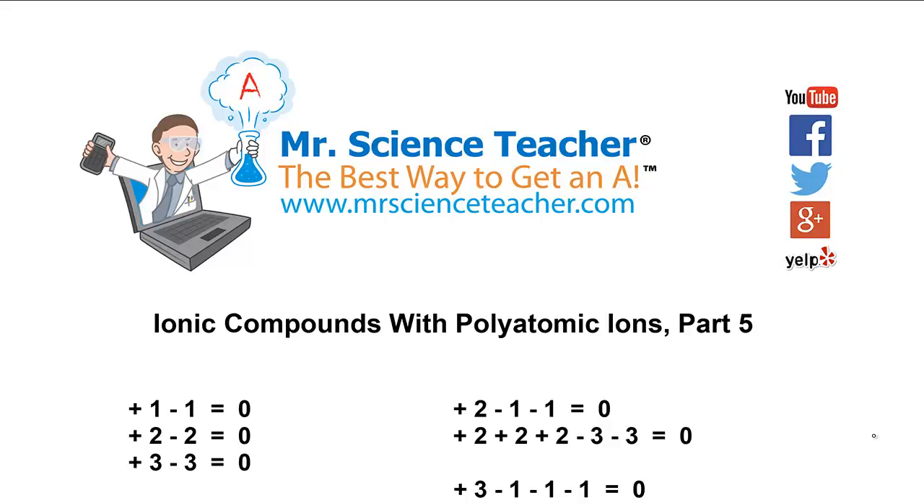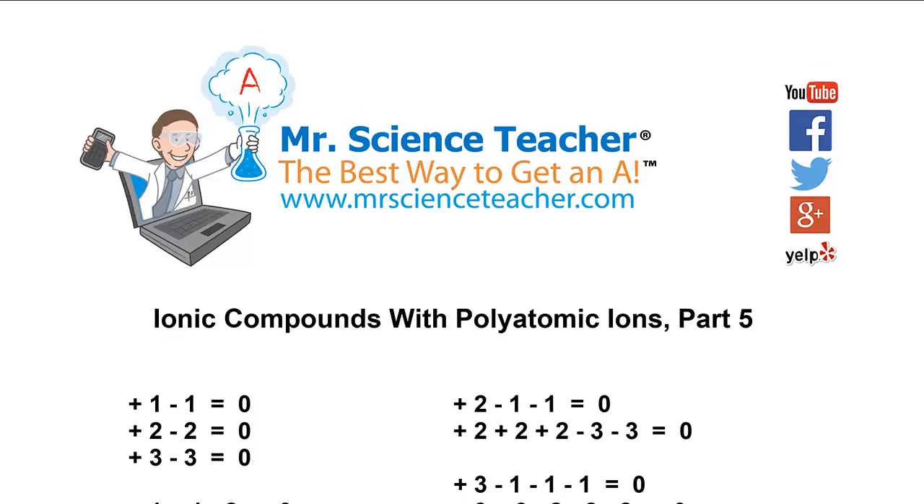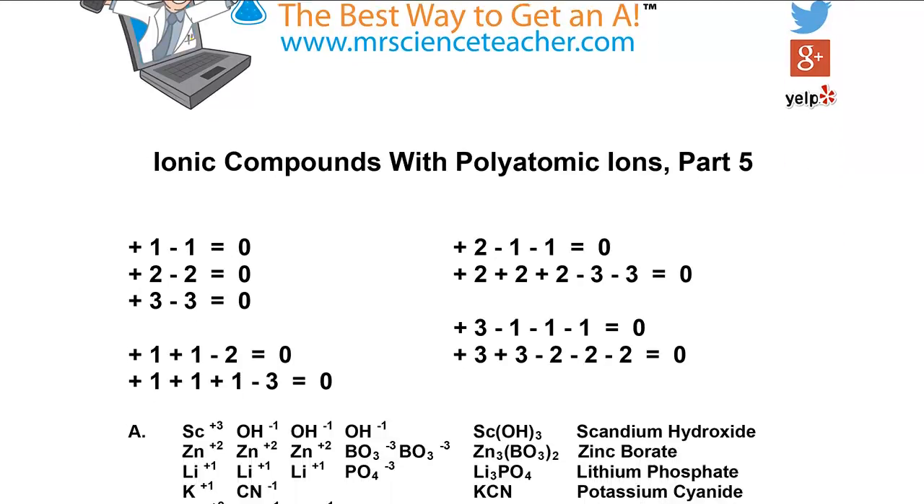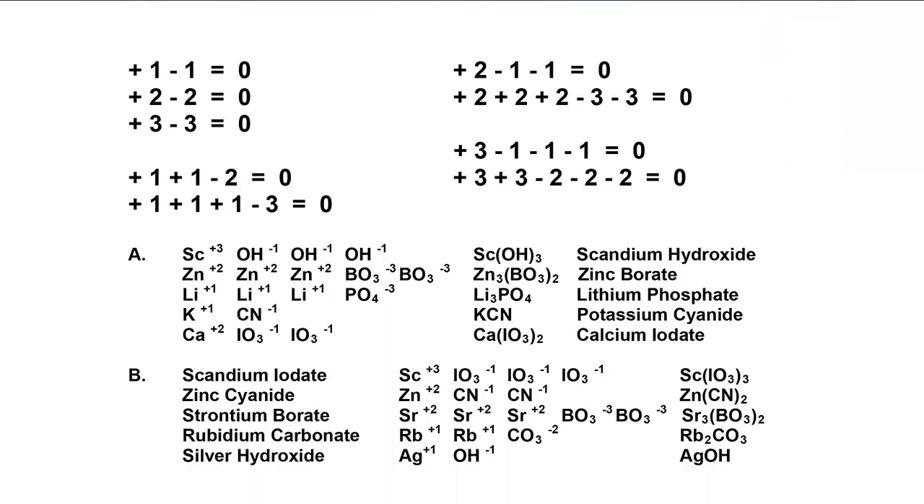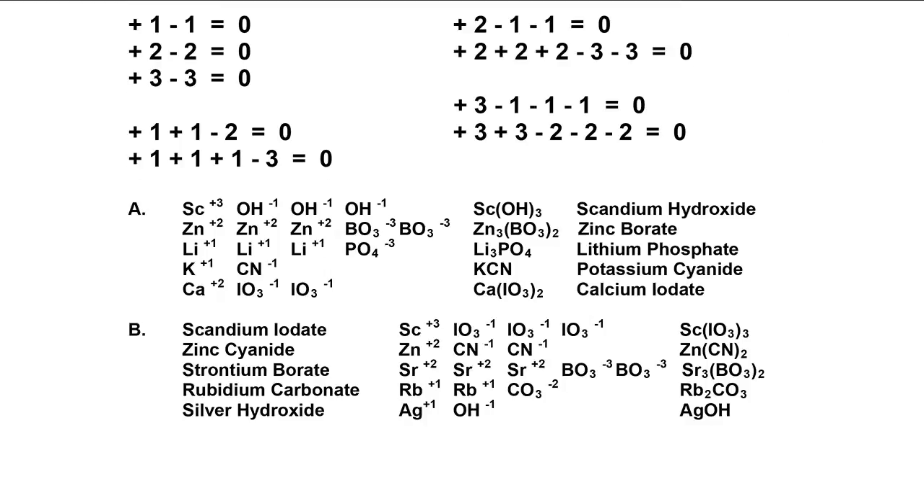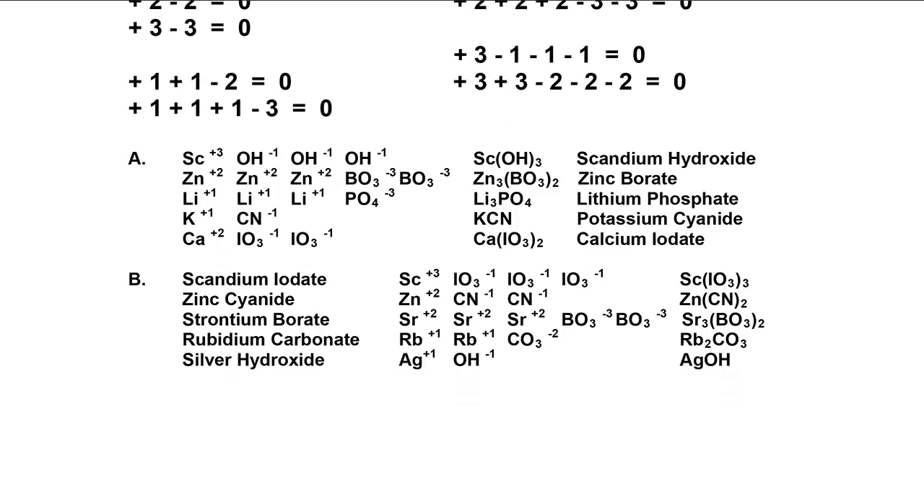Day 30, Ionic Compounds with Polyatomic Ions, Part 5. Today we're going to review all of our math equations, and they're all going to be mixed up, so you're not going to know exactly which equations we're going to use when we try to solve for naming these chemical compounds. So let's get started.